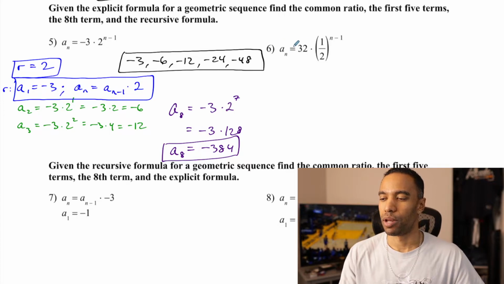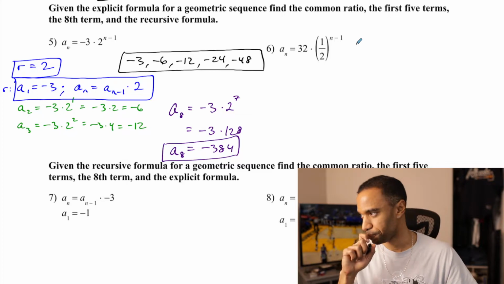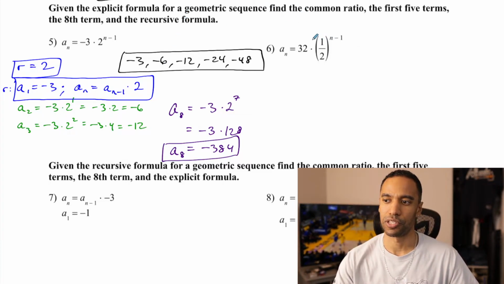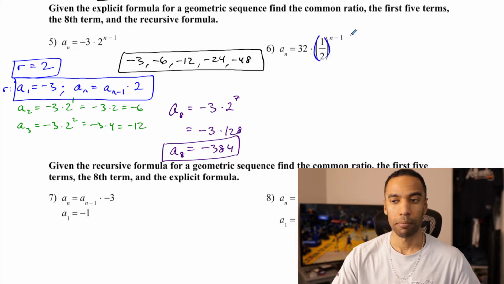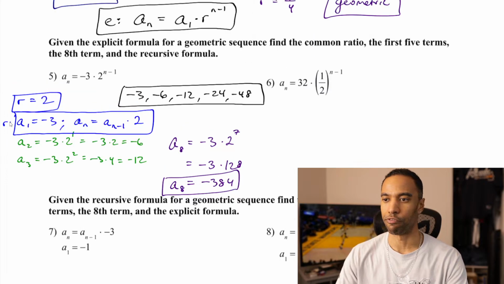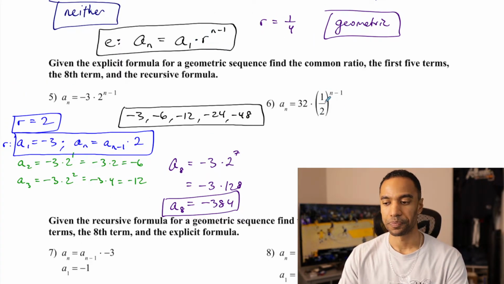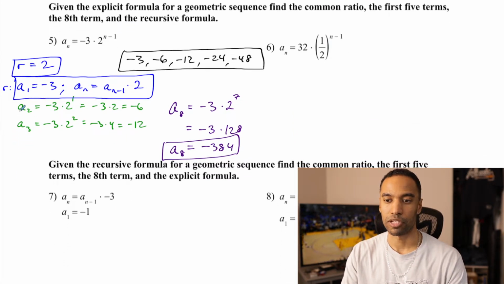Okay, so number 6, a sub n equals 32 times 1/2 to the n minus 1 power. Before I move forward, I want to make mention of, you notice they put parentheses around this 1/2 here. Now that is a requirement. Not always. You notice even when I wrote the formula, I didn't put parentheses around it here. It's not always a requirement, but it is with fractions. And it is with negatives. We will be dealing with negatives on these. I made mention of that before.